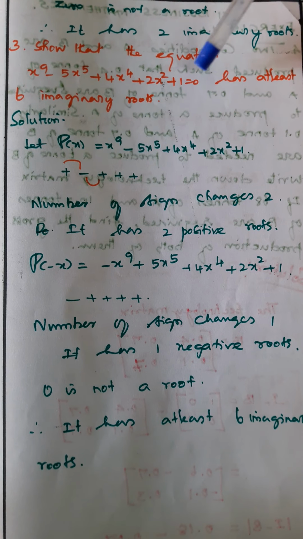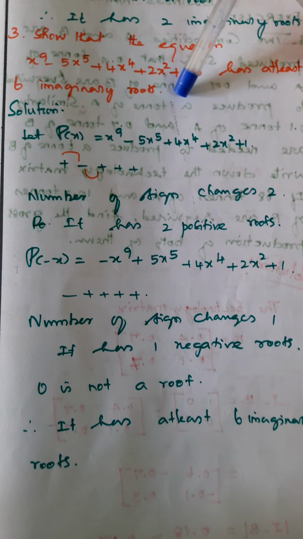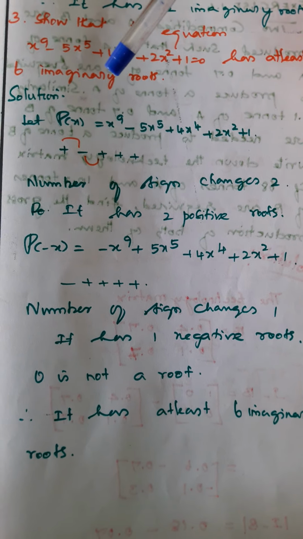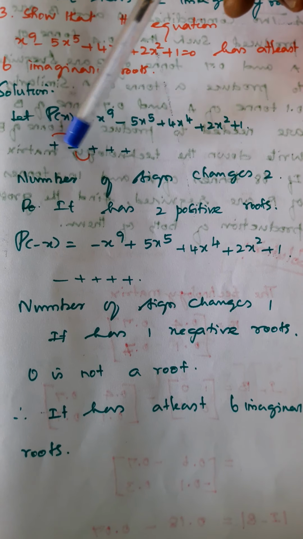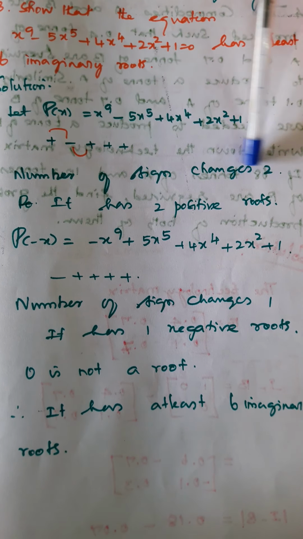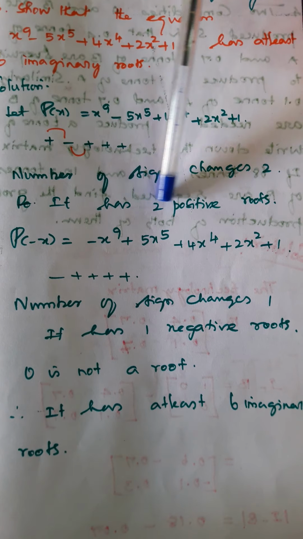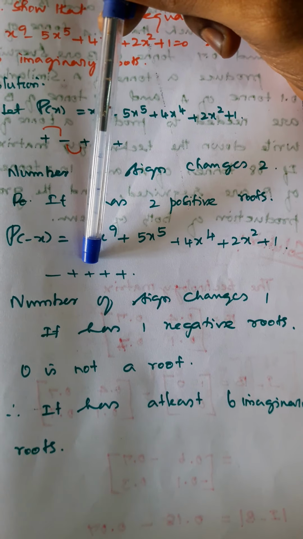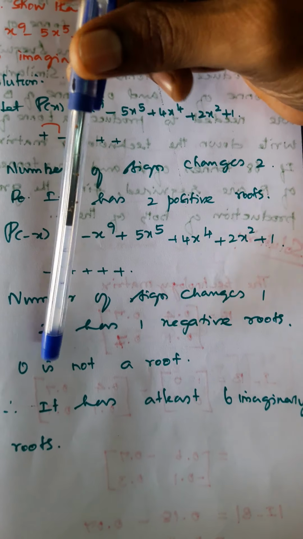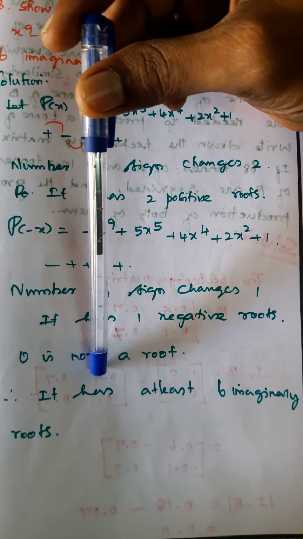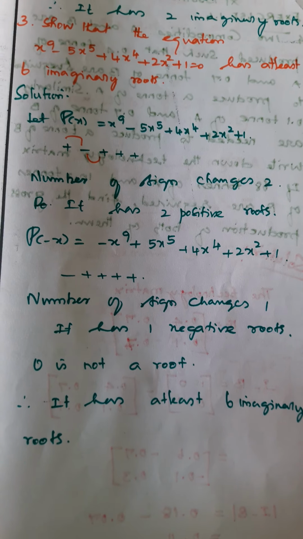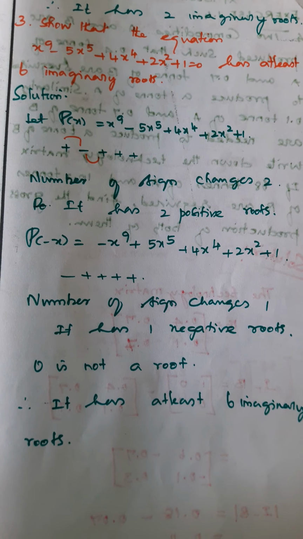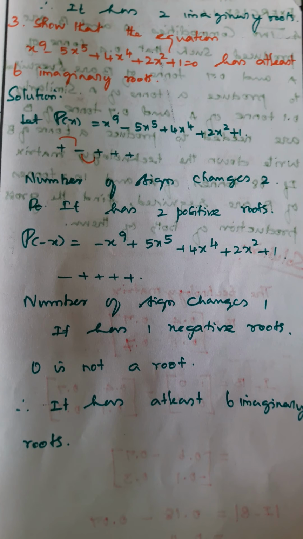Now, we have to prove that the equation has at least 6 imaginary roots. Let p of x, the sign changes are 1 and 2. Therefore, the number of sign changes is 2, and it has 2 positive roots. Like that, for p of minus x, you have only 1 sign change. It has 1 negative root, and 0 is not a root. Therefore, it has at least 6 imaginary roots, right? Thank you. The remaining 3 or 4 questions in the exercise you have to do yourself.